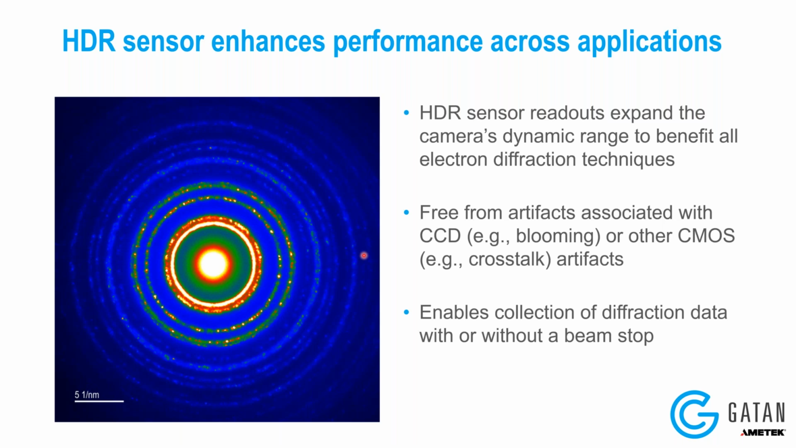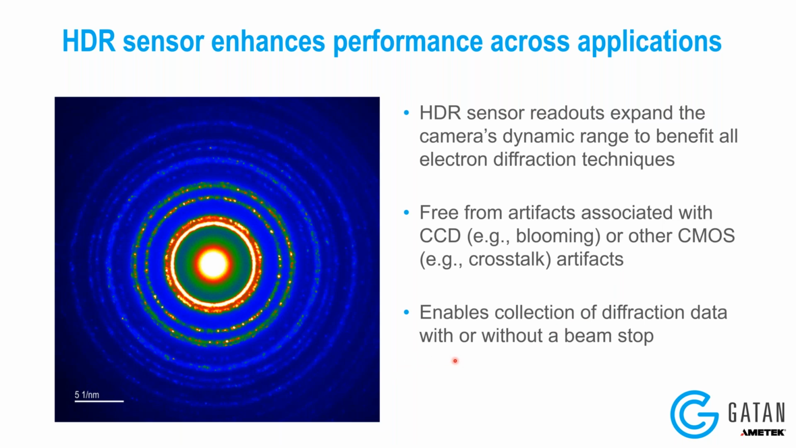And I've been talking about the dynamic range of the ClearView camera. It's much higher than the OneView camera, in part because the sensor design has this HDR, or high dynamic range, sensor readout capability. So the dynamic range is much higher in general going from the OneView to the ClearView camera, but the ClearView sensor design also has improvements in the kinds of artifacts that you see in the diffraction pattern, both with respect to crosstalk and saturation of the center spot.